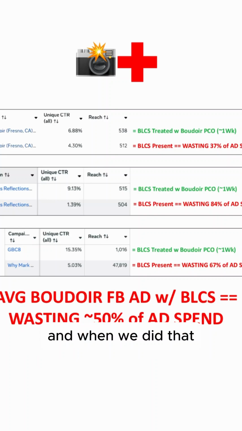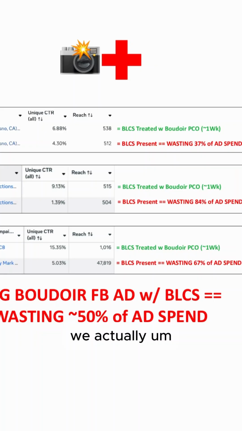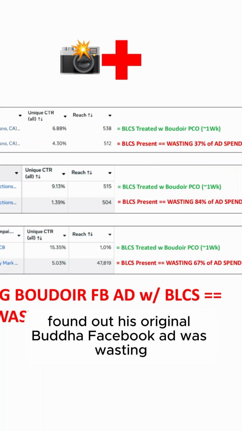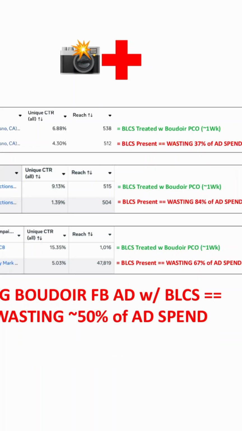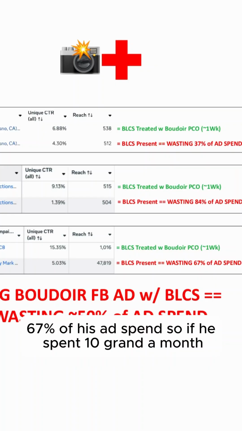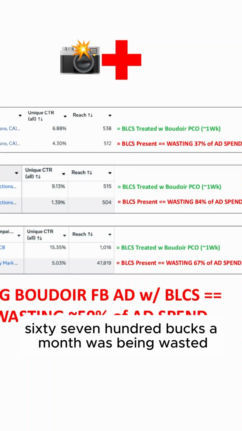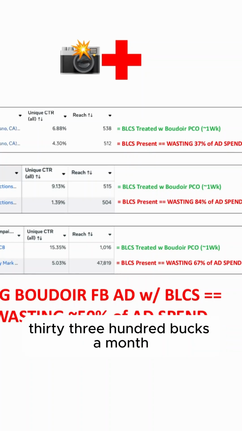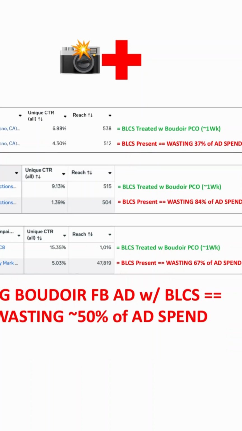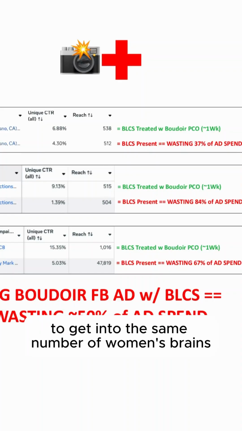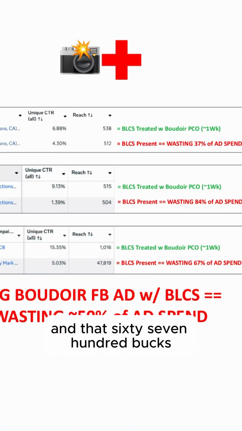And when we did that, we actually found out his original Boudoir Facebook ad was wasting 67% of his ad spend. So if he's spending 10 grand a month, $6,700 a month is being wasted. So now he only needs to spend $3,300 a month with his Boudoir Pico treated ad to get it into the same number of women's brains. And that $6,700 he no longer has to spend.